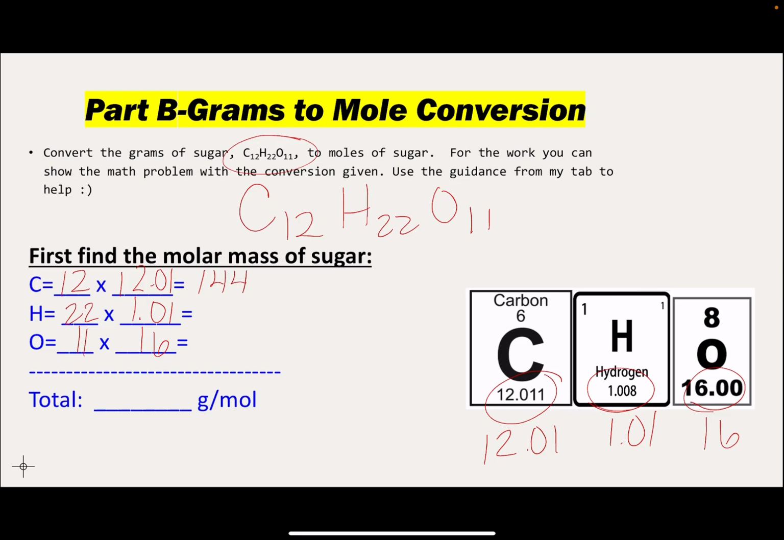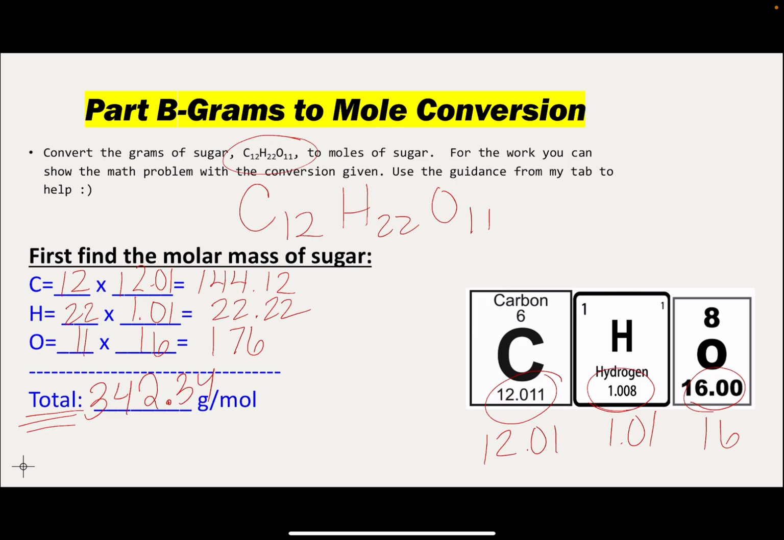So for our first one, we're going to have 144.12. For our second, we're going to have 22.22, and 11 times 16 would give us 176. Then to find the molar mass, we need to find the total. So we need our calculator out and ready to go to add 144.12 plus 22.22 plus 176. Your answer, depending on how you round, should be near 342.34.